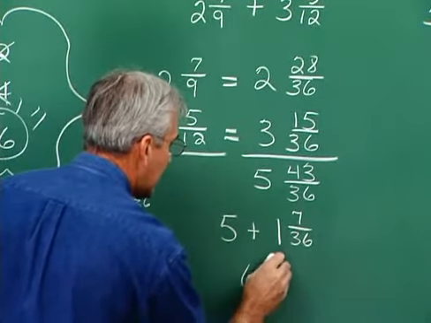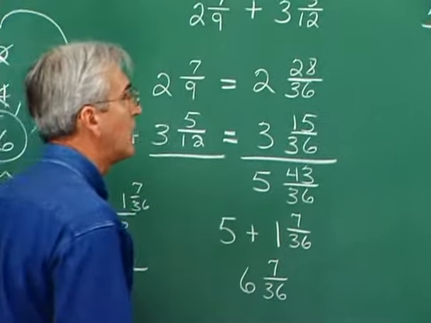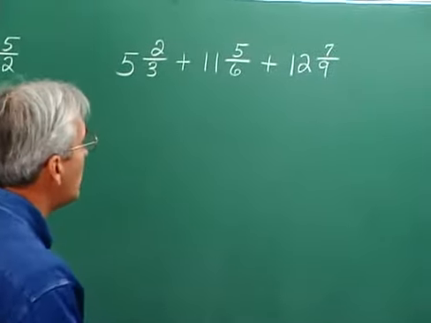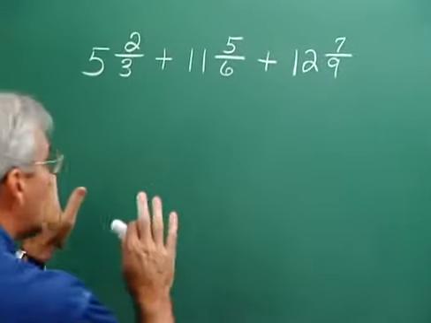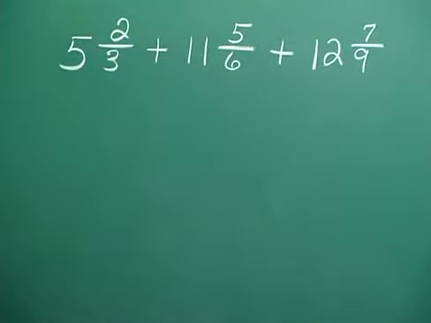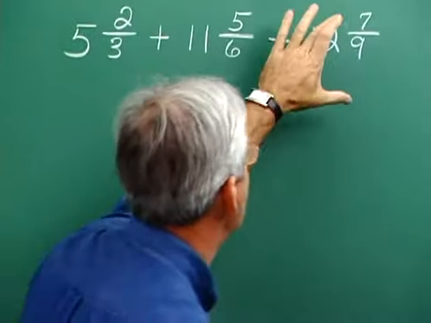We have 6 then and 7 over 36 for the answer. Let's do another one. This one involves 3 mixed numbers, and once again, I think a good approach on problems like this is to arrange them vertically. Now, I do want you to know, though, that they can be arranged horizontally like this.